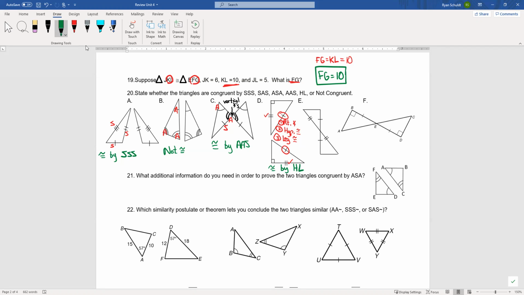Okay, let's look at E. First thing I notice on E, I've got some vertical angles. So I'm going to mark them. And then I'm going to go through, I'll see 3 pieces, so let's label my 3. Side, angle, side. So I've got 2 sides with the angle in between. 2 sides are making my angle. That's the definition of side, angle, side. So this is congruent by side, angle, side.